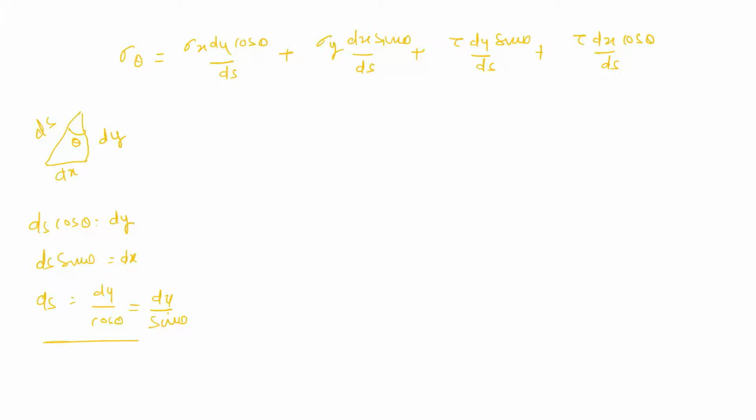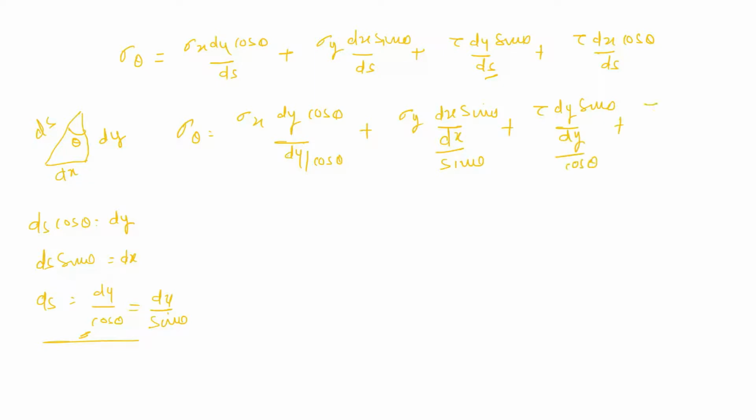So on substituting these relations of ds with dy and dx, we get sigma theta is equal to sigma x dy cos theta over dy over cos theta, plus sigma y dx sin theta over dx over sin theta, plus tau dy sin theta over dy over cos theta, plus tau dx cos theta over dx over sin theta. So here the dx and dy cancel out.